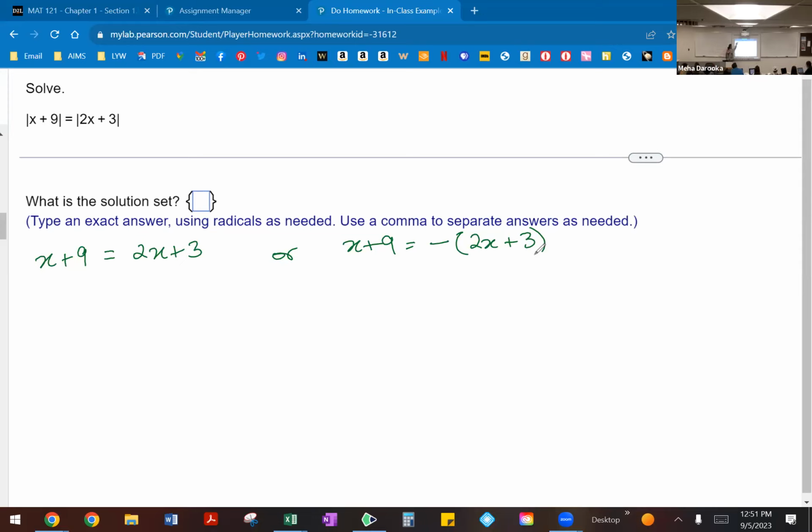Even if I didn't have the absolute value symbol on the right-hand side, I would still have to set it up. Because again, am I going on the positive side of the number line to find that distance, or am I going on the negative side to find that distance?